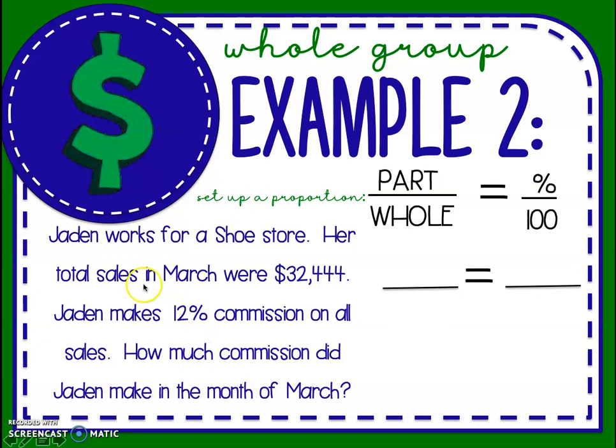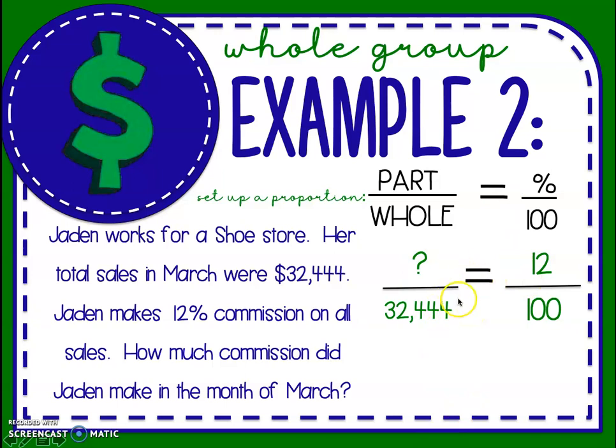Now we need to pick out the pieces that we know. It tells us here that her total sales were $32,444. So that's the whole. That's the entire amount that she made for the company. We know that this spot right here is always 100 because percent is out of 100. And we know she makes 12% on all of her sales. So the part that she made, that's the question mark. That's what we're solving for. And so now we have a proportion that we know how to solve.